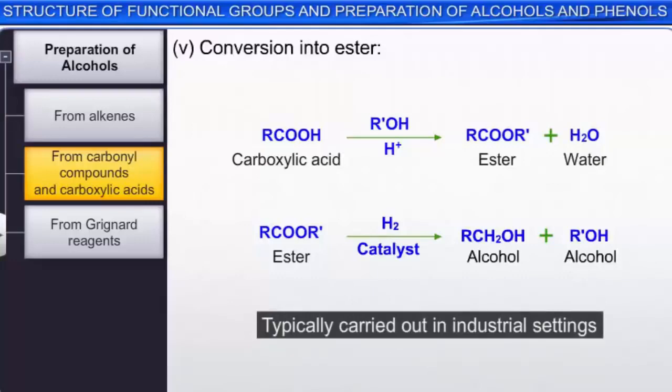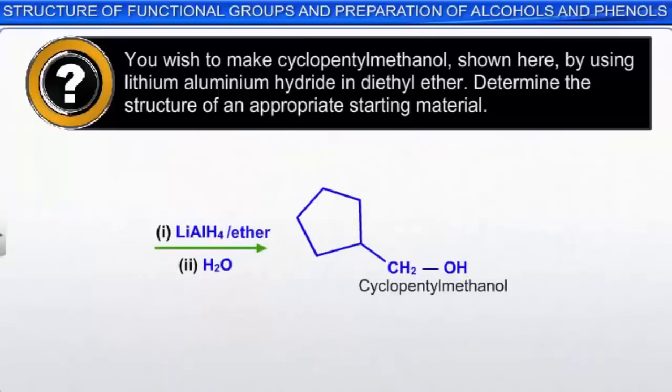It's time to try another practice problem. You wish to make cyclopentyl methanol, shown here, by using lithium aluminium hydride in diethyl ether. Determine the structure of an appropriate starting material.